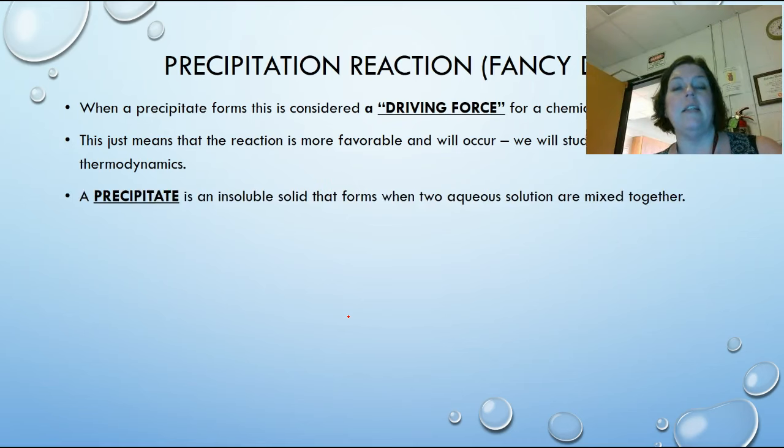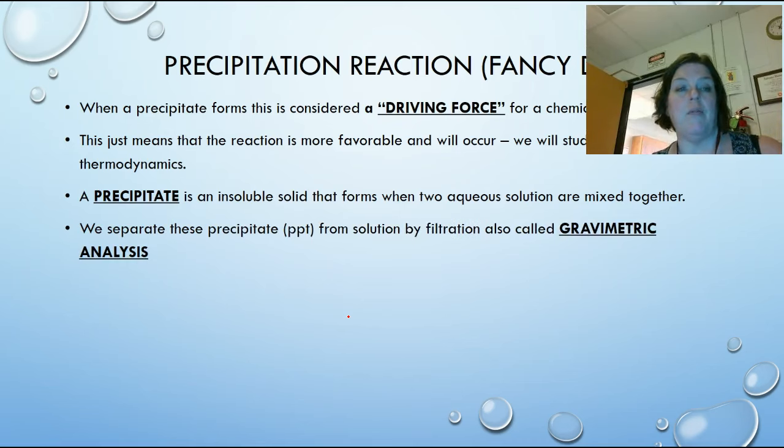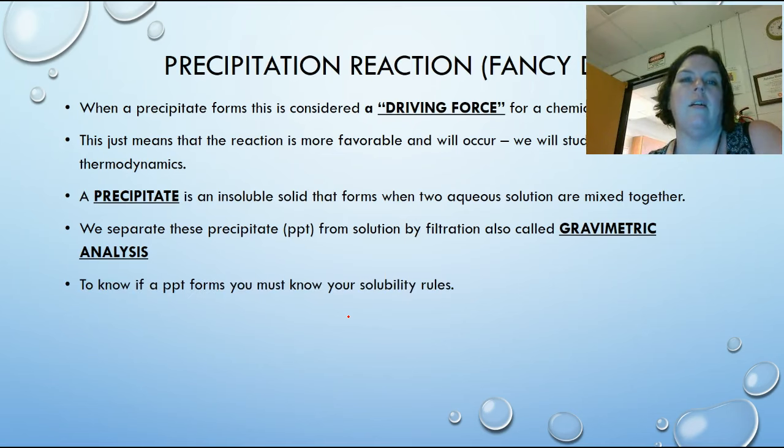A precipitate is an insoluble solid that forms when two aqueous solutions are mixed together. So I take two solutions that we can't see anything in, mix them together, and boom, just like the bright yellow, I get something that wasn't there before. We are going to be doing this lab starting on Friday. It's going to take several days, but we're going to start it on Friday. We separate the precipitate from a solution by a filtration process called gravimetric analysis. And this is going to be where we separate it, we dry it out, we measure it, and we figure it all out. So we will be doing that as we go along there.